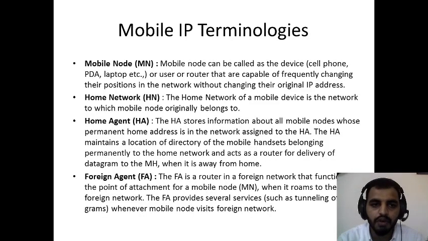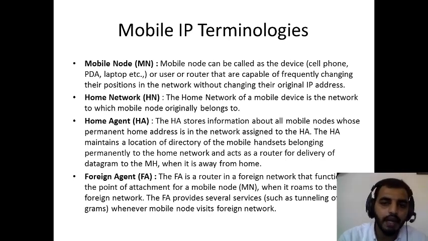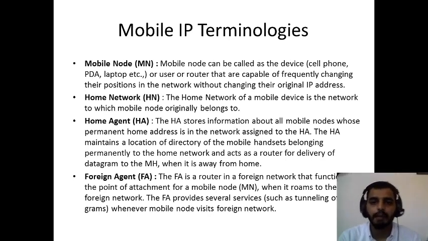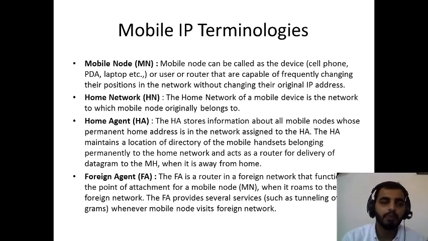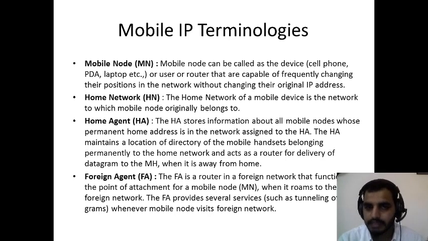Now moving forward, what are the mobile IP terminologies? What are the different mobile IP terminologies? We will be seeing over here what it actually is. I gave you many examples to make you understand, but here we will be understanding the different terminologies. The first one is the mobile node. What is a mobile node? A mobile node is any device that you are using. It can be a device such as a cell phone, PDA, laptop, etc., or users or routers that are capable of frequently changing their position in the network without changing their original IP address.